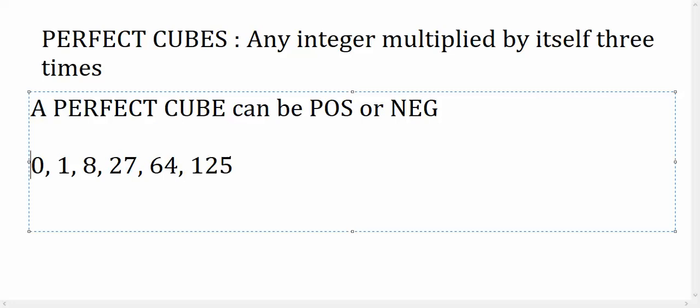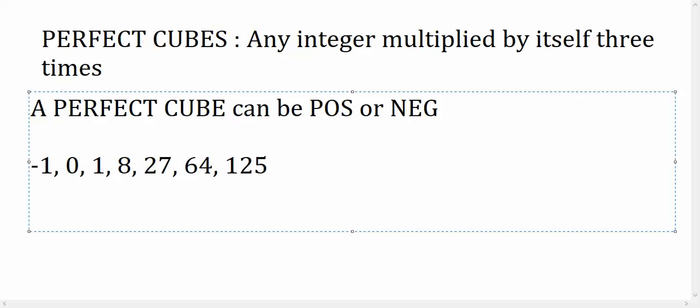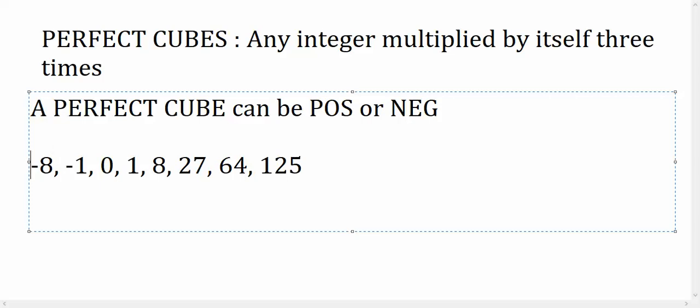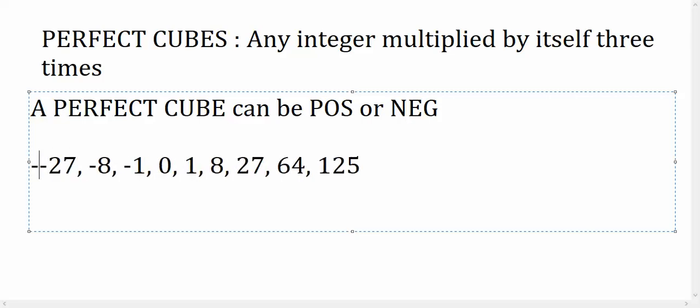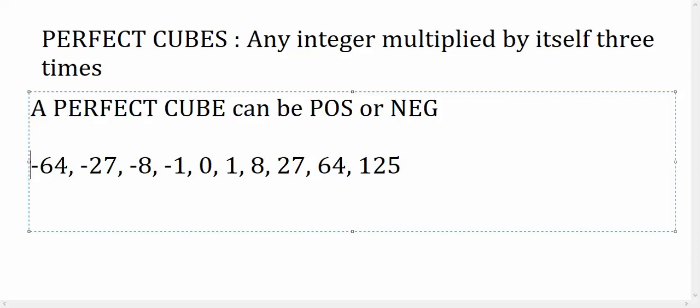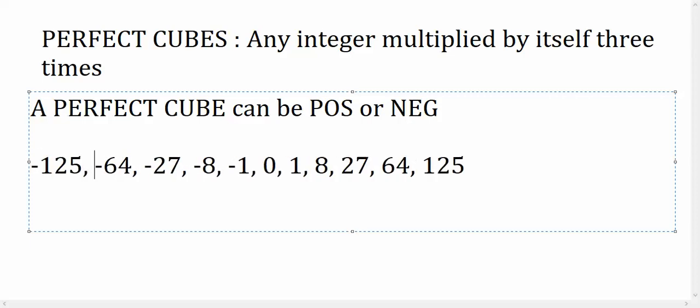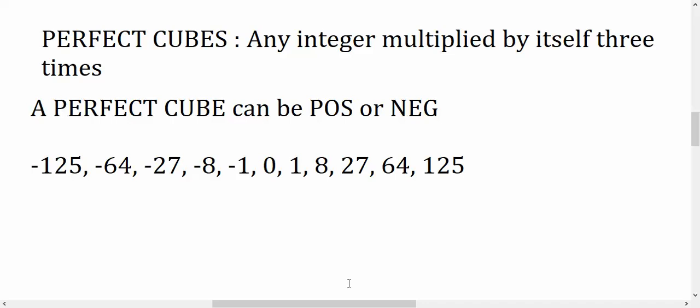Now, in the negative direction, of course, we could just continue this. So minus 1 is also a perfect cube, right? Minus 8 is also a perfect cube. Minus 27, also a perfect cube. Minus 64, also a perfect cube. And then minus 125 is also a perfect cube. And of course, these go endlessly in both directions. We could continue this forever. But for the GMAT, these are the ones that I really recommend memorizing.